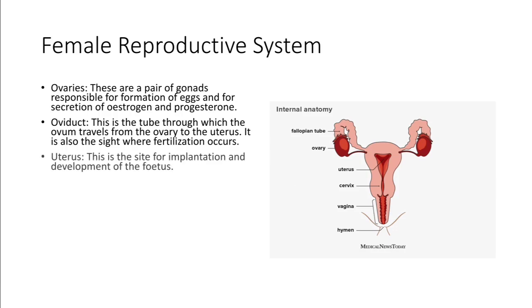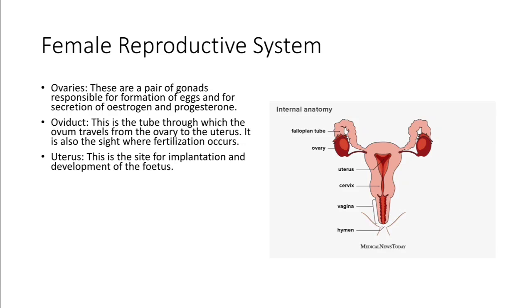All right, and then we've got the uterus. This is the site of implantation and development of the fetus. Once fertilization has occurred in the oviduct, the fertilized egg will continue moving until it is implanted in the uterus. Once implantation has taken place, it will start developing from there until it becomes a fetus and then a baby, and then it comes out. Then birth occurs. Otherwise, the uterus is just a site of implantation.